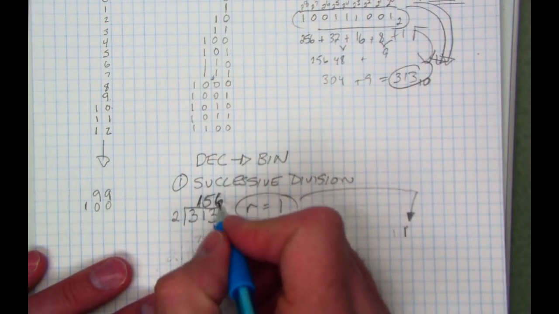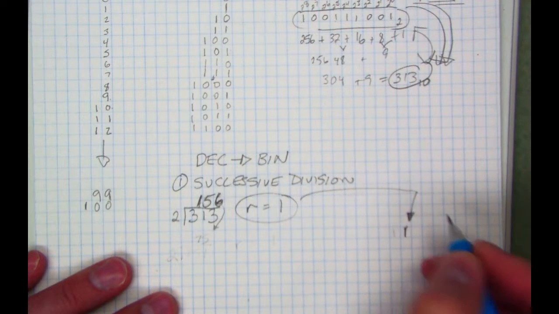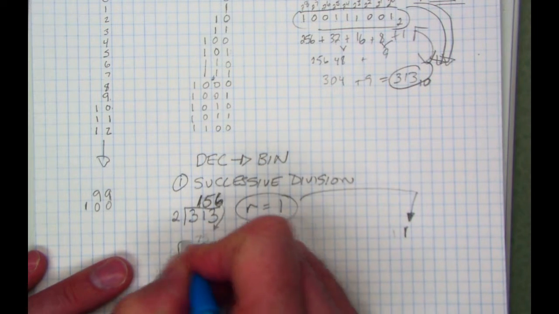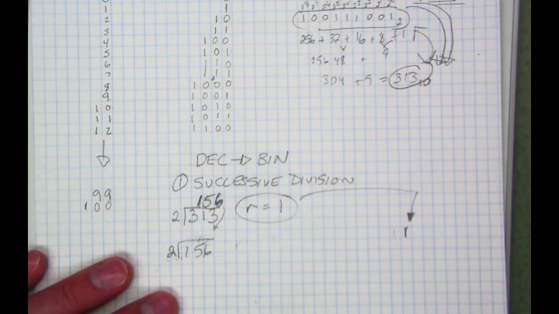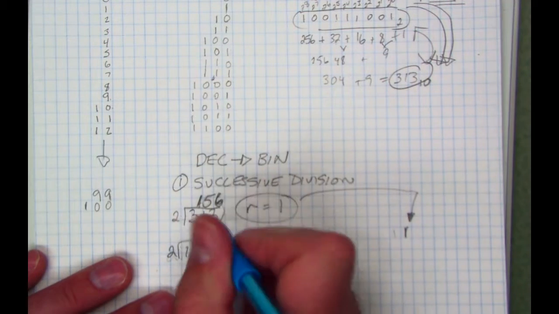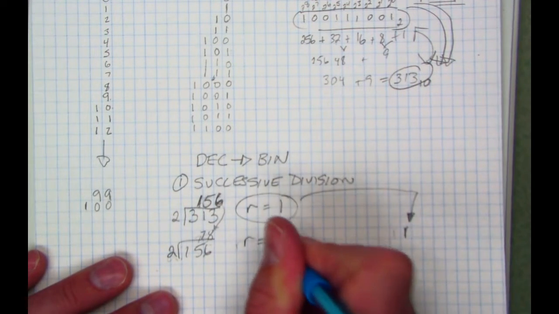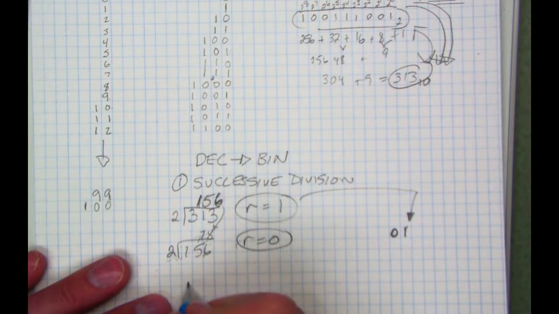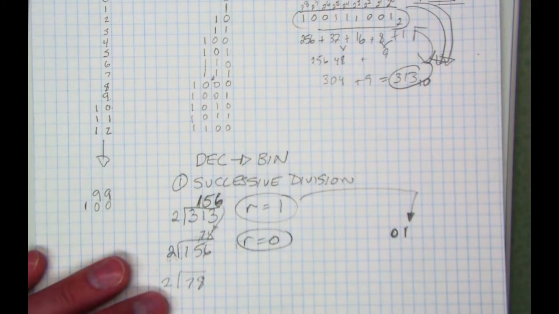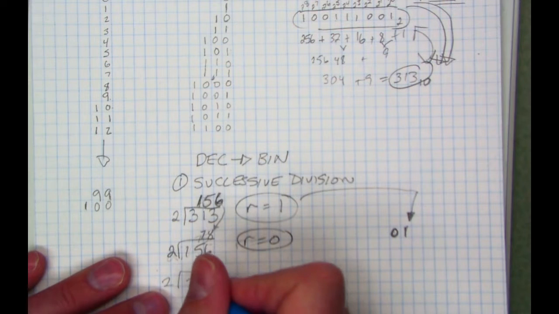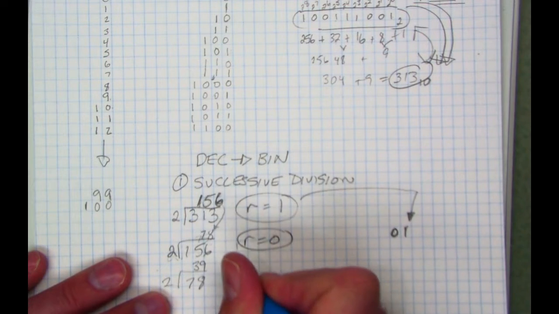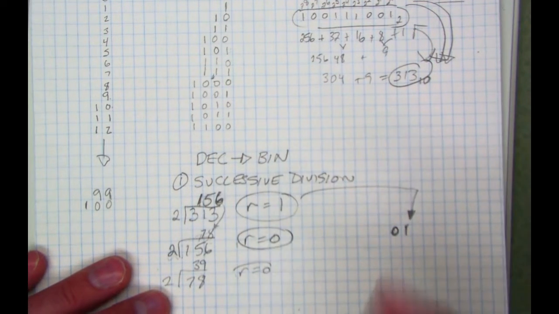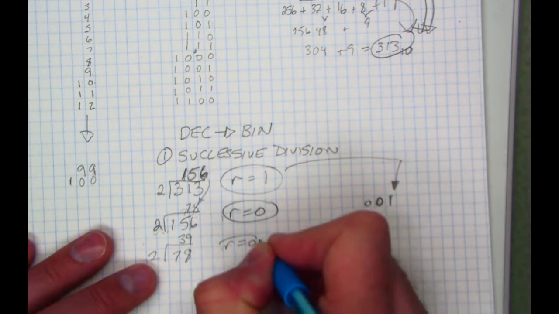So 313 divided by 2 gives me 156 with a remainder of 1. The 1 becomes my first binary bit. All right, so now I divide 156 by 2, and I get a nice pretty 78. And I have no remainder. And yet that 0 becomes my next binary bit. Now I take my 78 and divide that by 2, and I get 39 with no remainder. So that becomes my next binary bit.